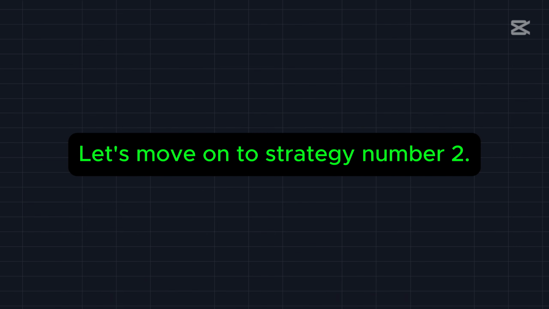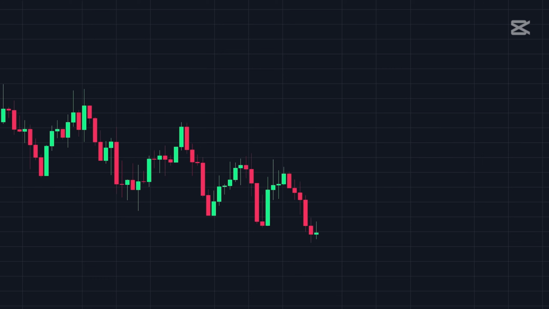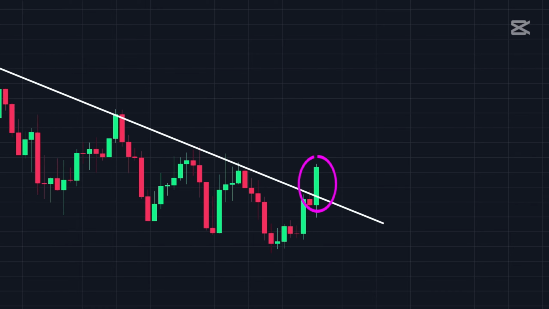Now, there is another trendline strategy that I use, and this strategy can yield even higher profits. So let's move on to strategy number 2. This strategy works very simply. Assume we have an established trend line in a downtrend. Typically, if the price breaks the trend line, it signals a trend reversal to an uptrend.